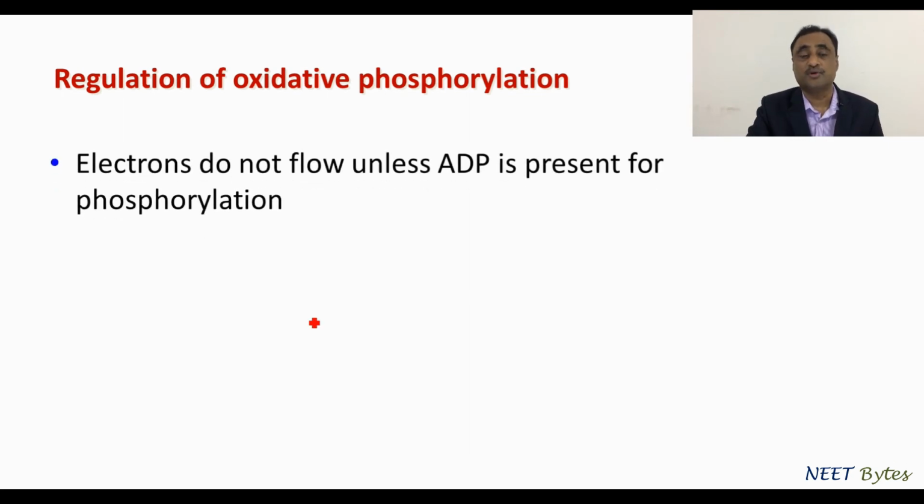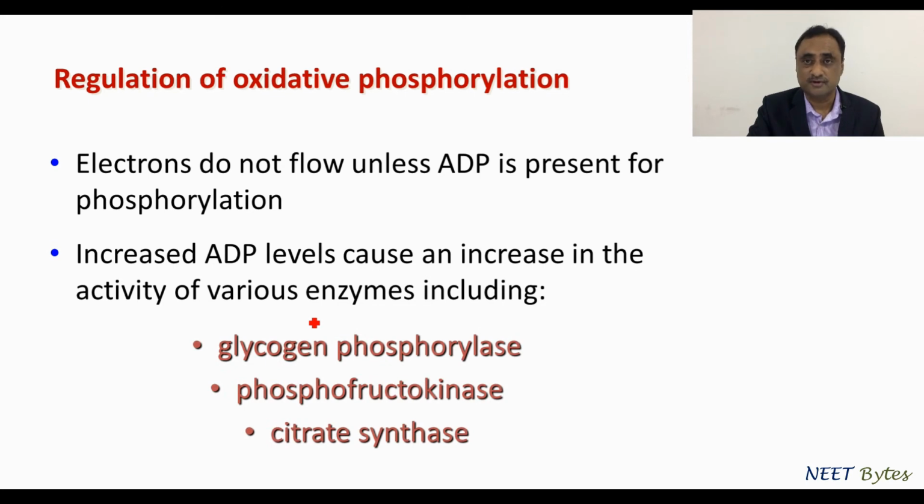Now let's talk about how it is being regulated. Electrons do not flow unless ADP is present for phosphorylation. So this is one of the regulatory methods. An increased ADP level causes an increase in the activity of various enzymes like glycogen phosphorylase, phosphofructokinase, citrate synthetase, and we have already seen that a higher concentration of ATP is going to inhibit them by allosteric inhibition. We have seen it in the case of phosphofructokinase, and in the case of citrate synthetase also. So it is the concentration of ATP which eventually regulates oxidative phosphorylation as well, right?